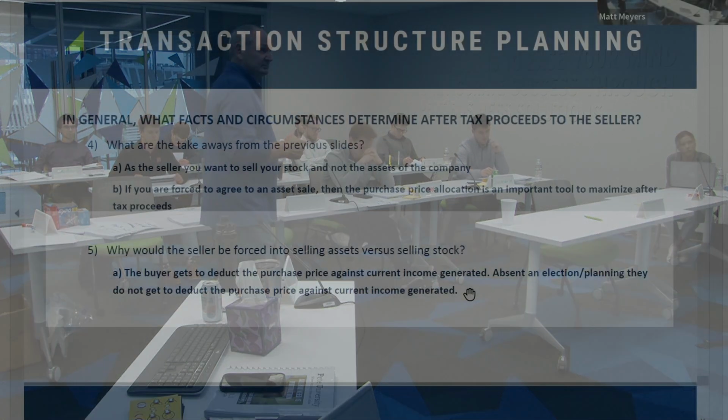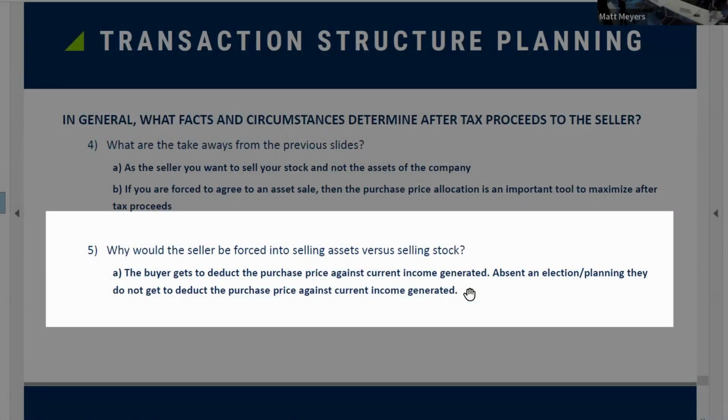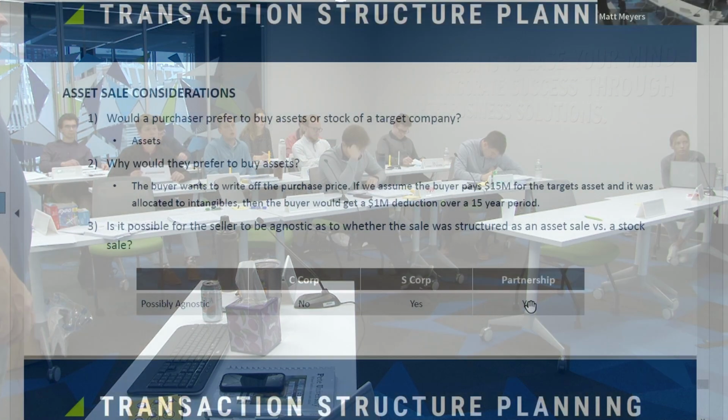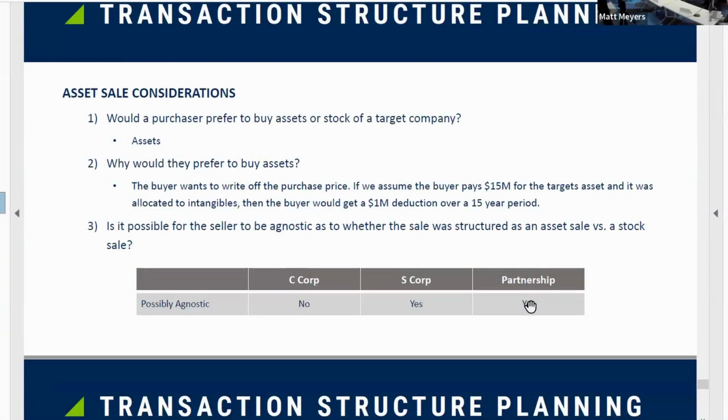What's 5 say? Why would the seller be forced into selling assets versus selling stock? The buyer gets to deduct the purchase price against current income generated. Absent any election/planning, they do not get to deduct the purchase price against current income generated. Okay. Purchasers prefer to buy assets. Why would they prefer to buy the assets? Because they can get the write-off, and they don't have the liabilities that we talked about.